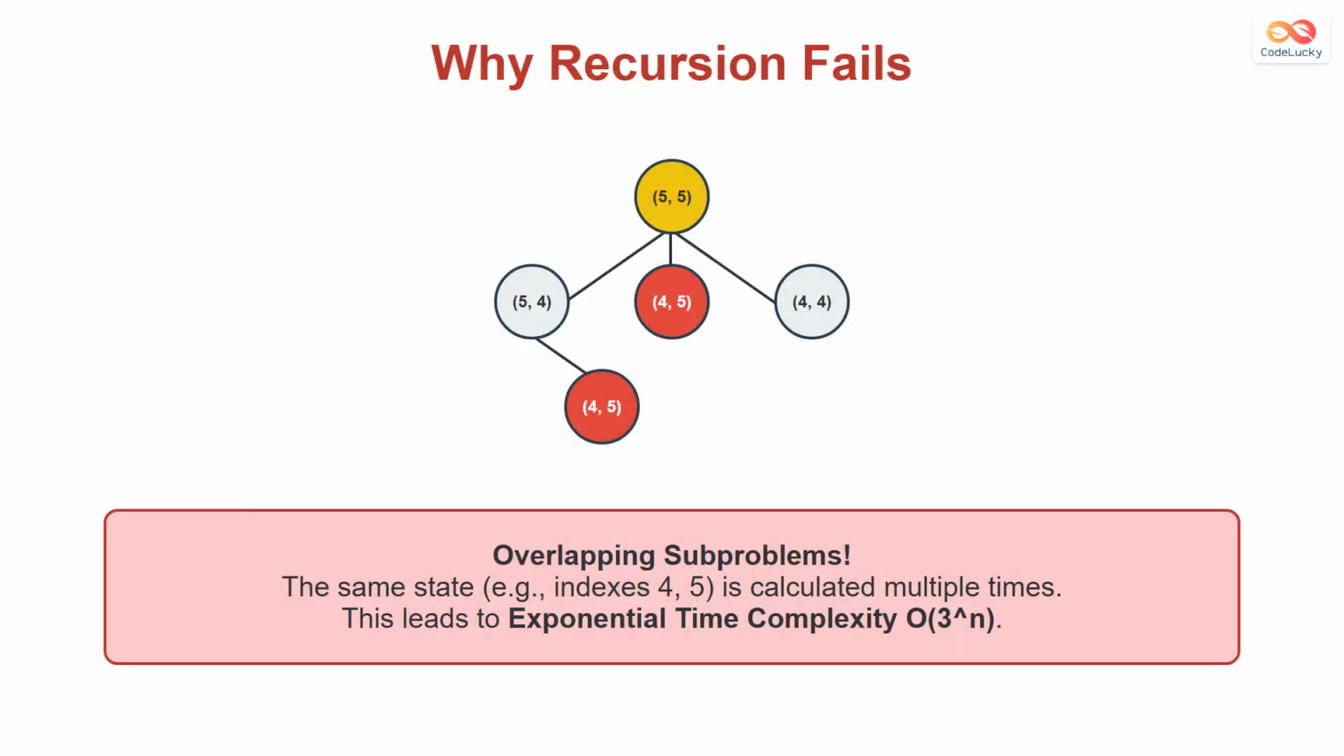However, pure recursion is dangerous here. As you can see in this tree, we end up solving the exact same subproblems multiple times. For longer strings, this leads to exponential time complexity, making it impossibly slow.